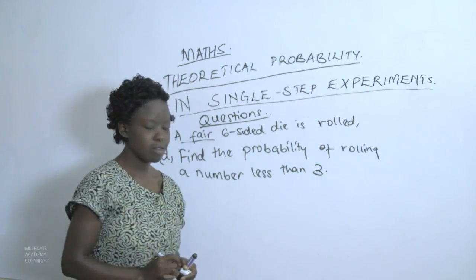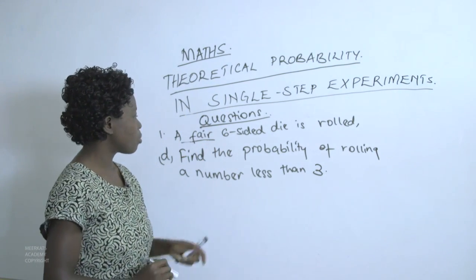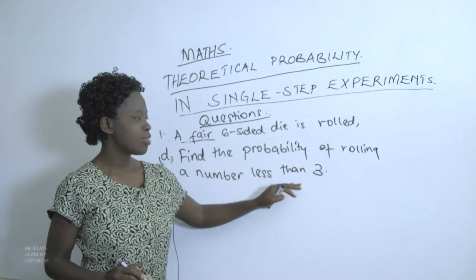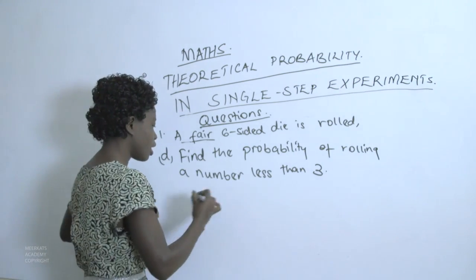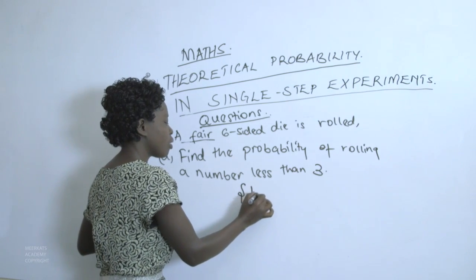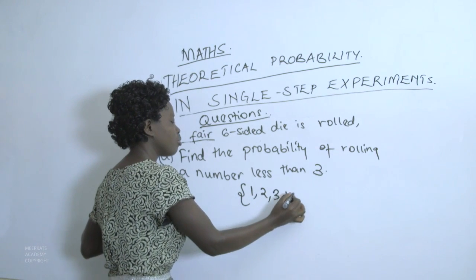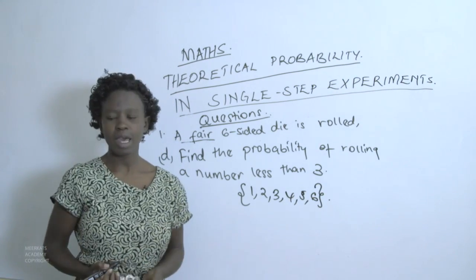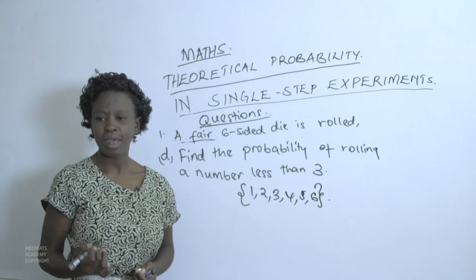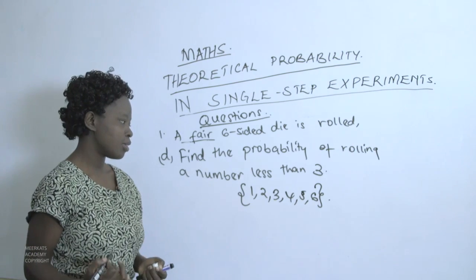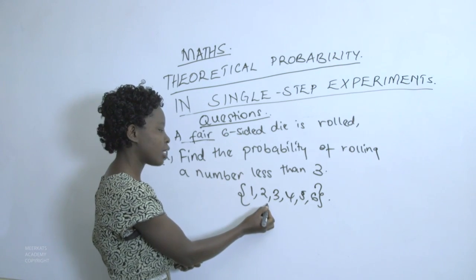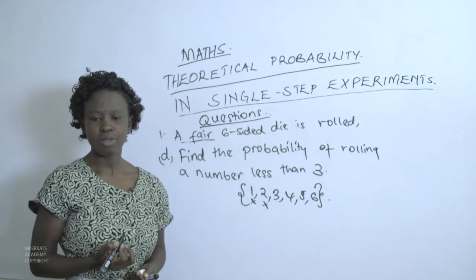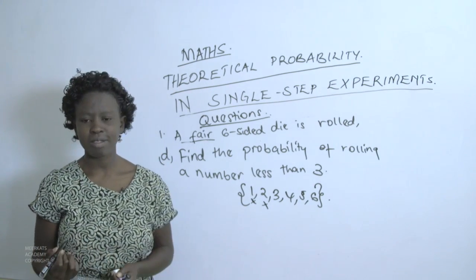So we are being asked to find the probability of rolling a number that is less than 3. So we check on our sample space. We have 1, 2, 3, 4, 5, and 6. Then we find out which numbers are less than 3 in this case. So the numbers that are less than 3, we have 2 and 1. Those are the numbers that are less than 3.